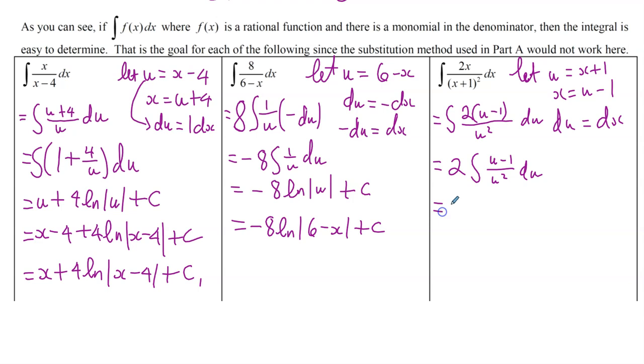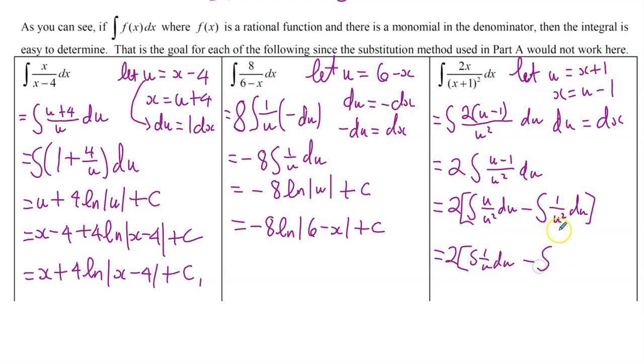Alright, so that's 2 times. So let's separate this out. So we'll do u over u squared. So the integral of u over u squared du minus the integral of 1 over u squared du. Okay, so simplifying away. So u over u squared is 1 over u du minus integral. Let's rewrite this. Let's call this u to the negative 2 du.